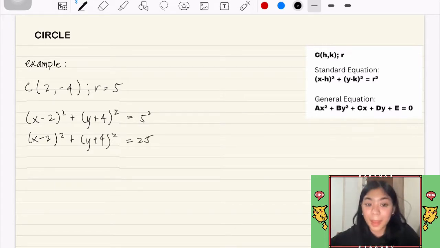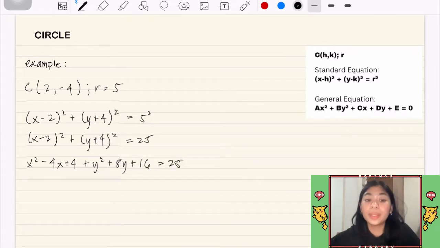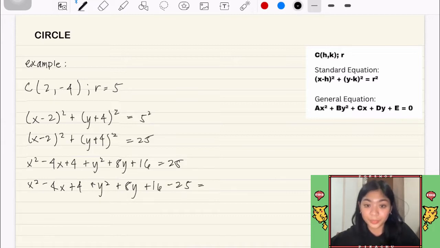Next step is to expand the 2 squared binomials. Thus, x squared minus 4x plus 4 plus y squared plus 8y plus 16 equals 25. Then, we'll be transposing 25 to the left-hand side of the equation, making it x squared minus 4x plus 4 plus y squared plus 8y plus 16 minus 25 equals 0.